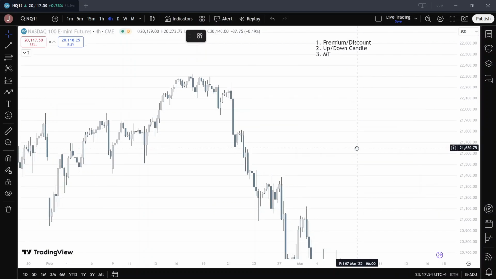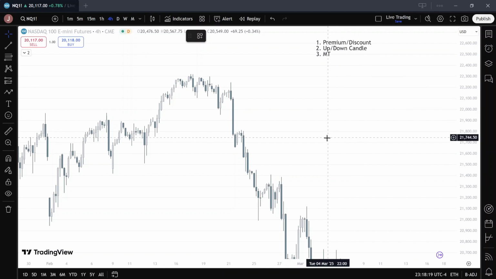So institutional orders. Because the institutions' orders are so big, they need so much counter liquidity, so they need counter orders in the market. So if they're looking to buy, they need a lot of sell orders in order for them to fill their position. So this brings us to the concept of order blocks.